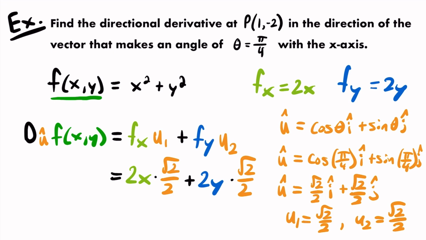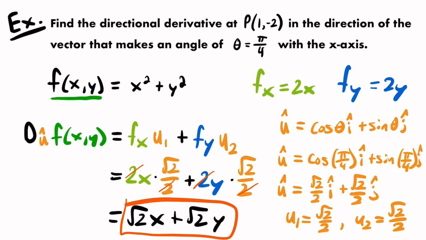Alright, but now simplifying, these 2's will cancel out, and so will these 2's, just leaving us with the directional derivative of the square root of 2 times x plus the square root of 2 times y. Or if you wanted to, you could pull out that common factor of the square root of 2 and just have the square root of 2 times x plus y. Okay, but either way, that would represent the directional derivative, at least in terms of x and y.